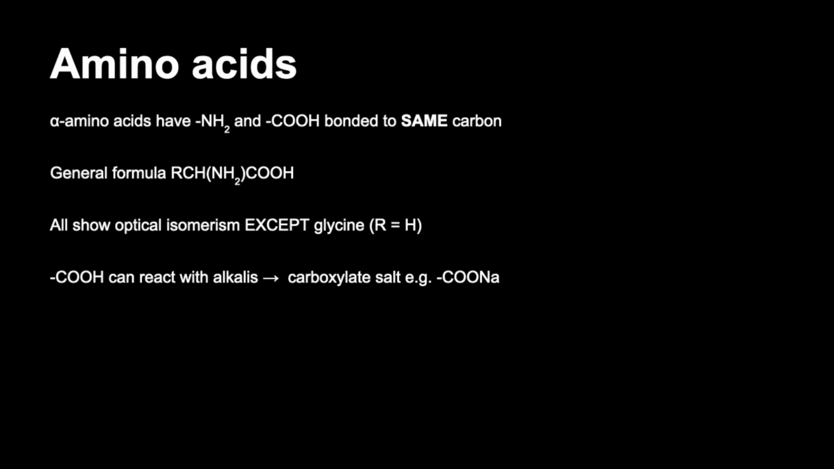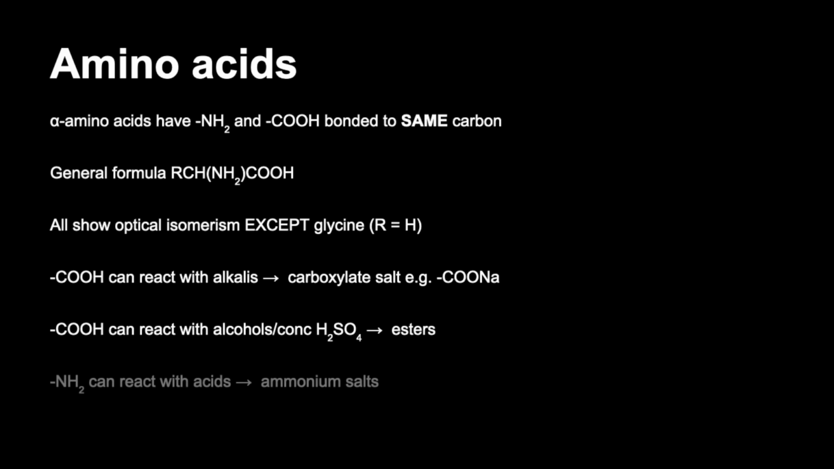In terms of reactions, the carboxyl group can react with alkalis, so that'll generate a carboxylate salt. The carboxyl group can also react with alcohols in the presence of concentrated sulfuric acid, so that's going to generate an ester group. And the NH2 group can react with acids. Remember, the nitrogen's got a lone pair on it, can accept H plus ions from acids and generate ammonium salts. And the top tip really there is beware of the carboxyl groups and NH2 groups in the R group, because they will also react with those things as well.